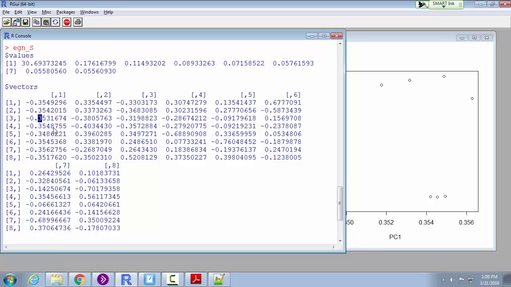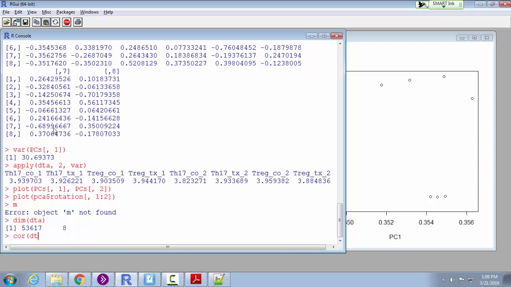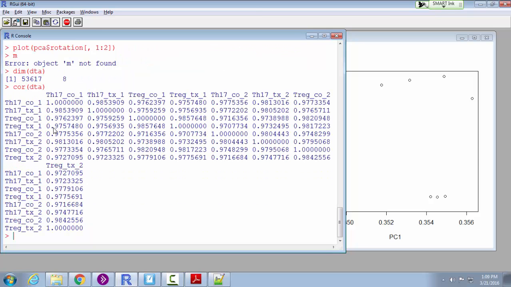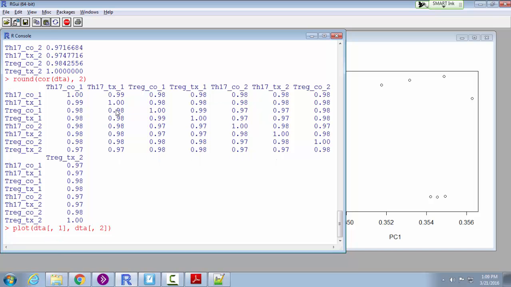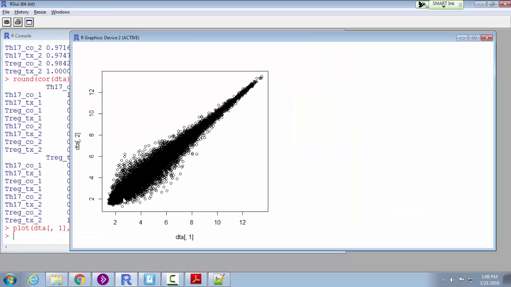So what that tells me is that these data are correlated. The columns are correlated. You can see that if you were to do correlation of data. This is the correlation matrix. Let me round this so it's a little bit easier to see. That's the correlation matrix. So for example, column 1 has correlation 0.99 with column 2. If we plotted the first two columns, they're going to look a whole lot alike. Highly correlated.